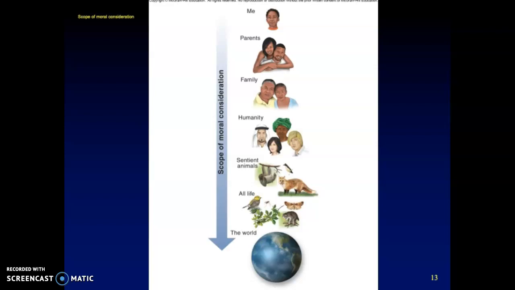Then we look at all life and what is our value? How do we value the entire planet? So, things we want to think about, these ideas about moral considerations will come back when we're looking at developing restoration plans and how we place value on things.